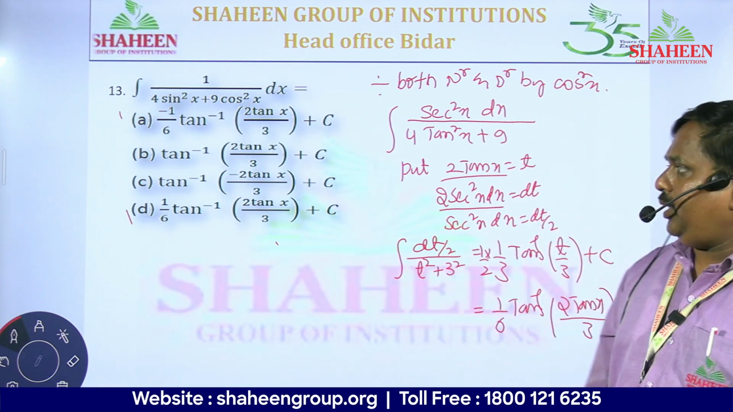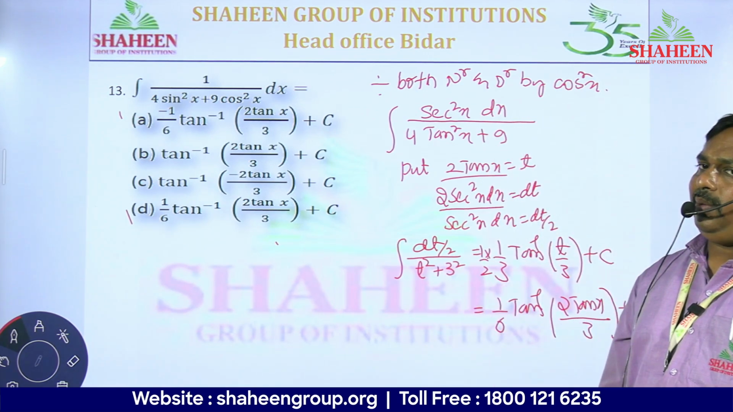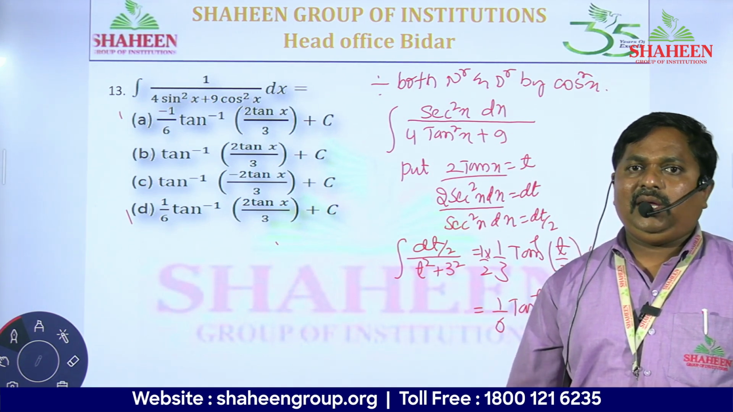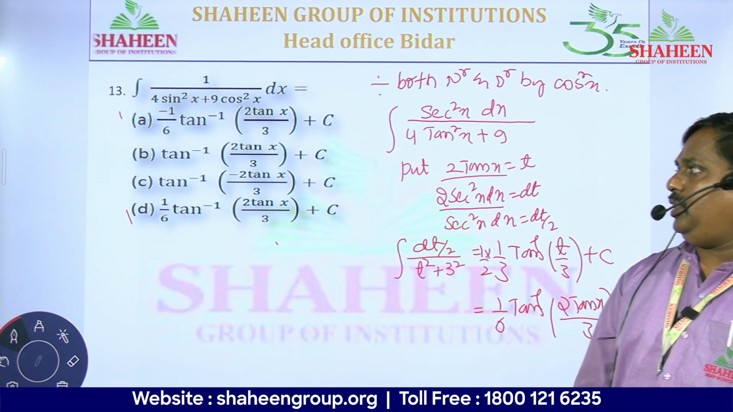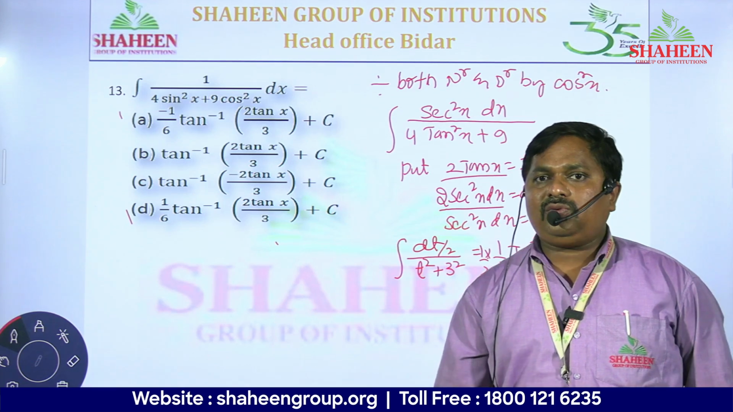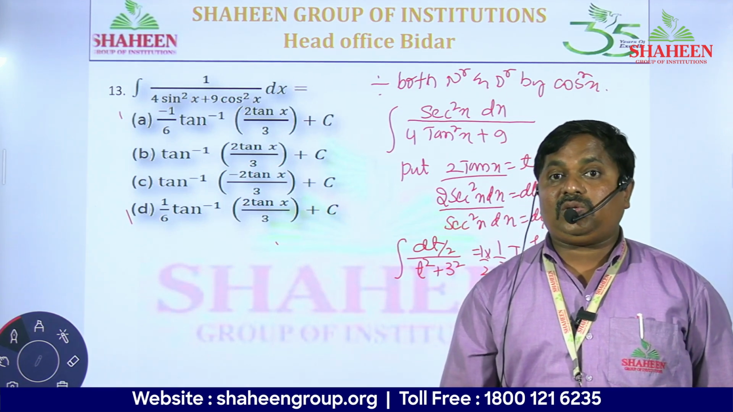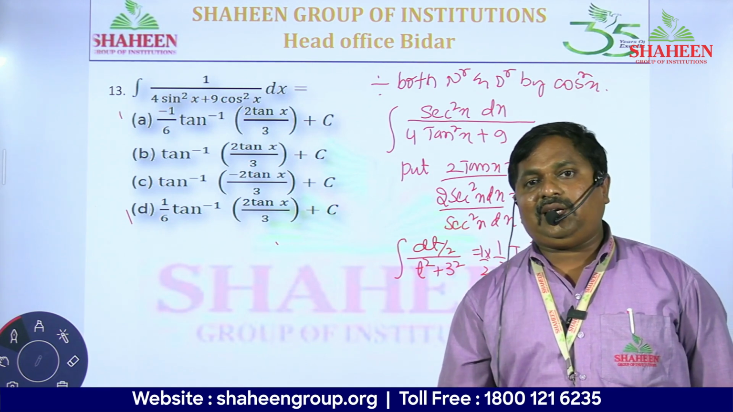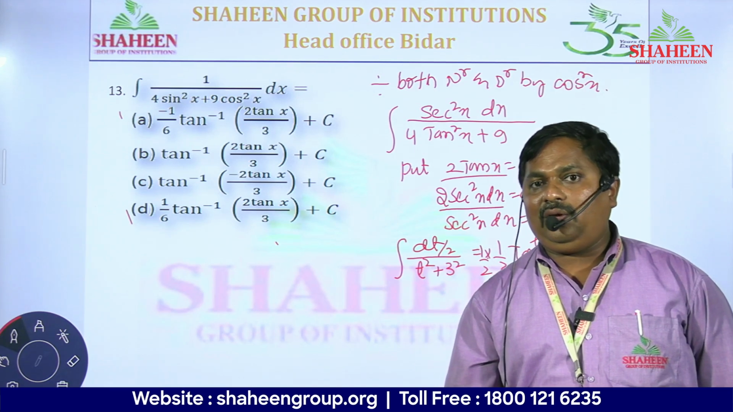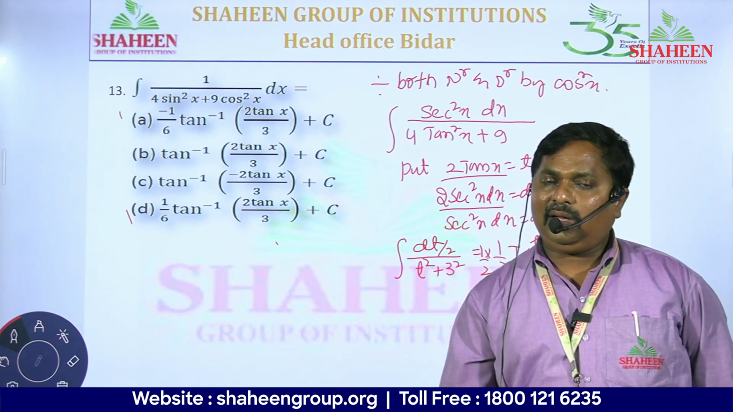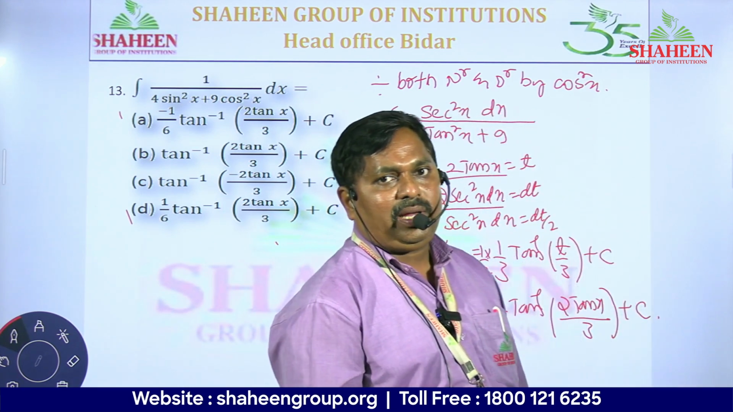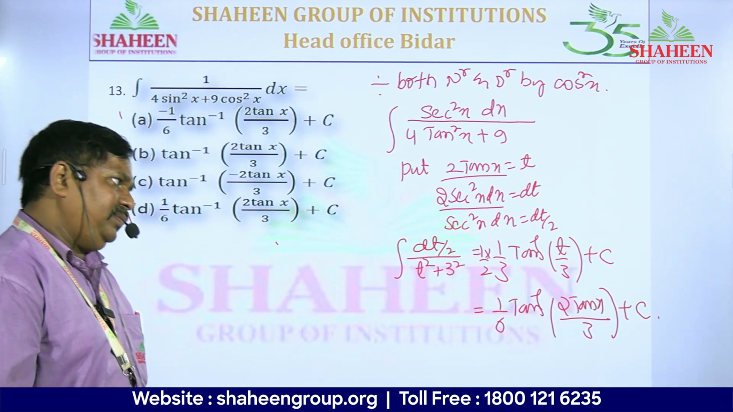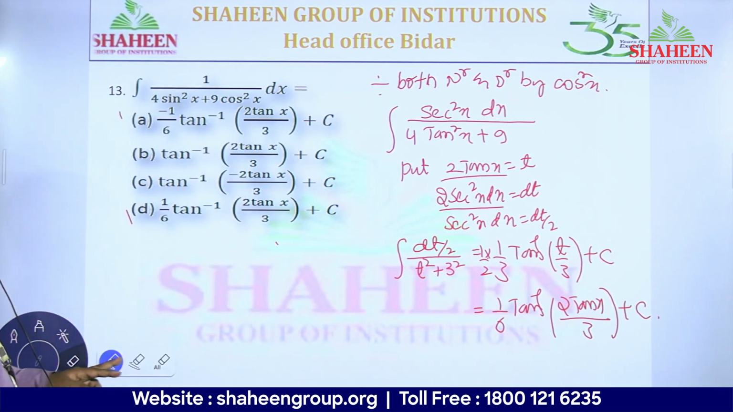The given question is in the form of 1 divided by a x square plus b y square into dx. In this type of function, we have to substitute tan x equals t, but we should change the given function into tan x form. If it is in the form of tan x, then only we can replace the tan x here. So by dividing by cos square x, we have changed the given function into tan square x. Clear? Okay. Let us move to the next problem.